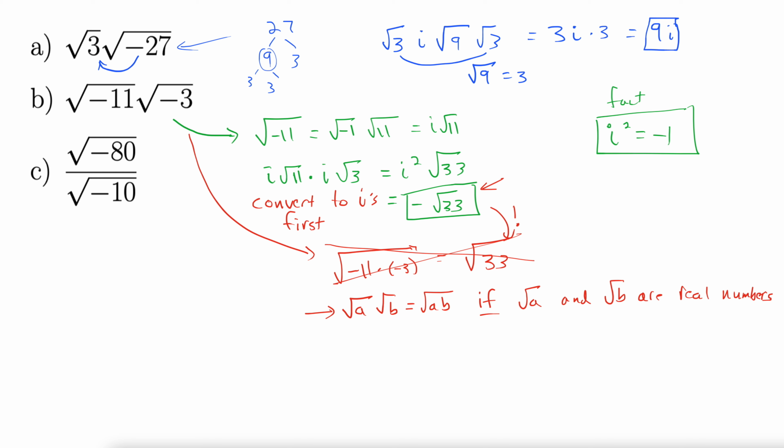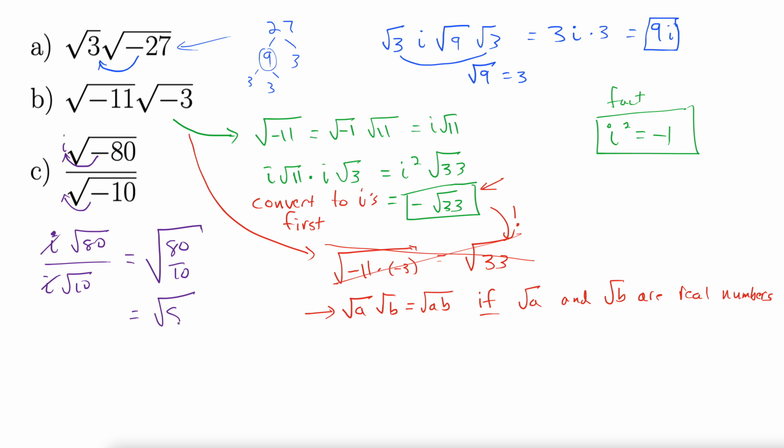Okay, let's take a look at C. Here we have rad negative 80 divided by rad negative 10. So let's first begin by taking this negative out as an i on both of these. This gives us i rad 80 over i rad 10, and those i's cancel out. Now we just have rad 80 over rad 10, which we can happily write inside of a single radical. The i's are gone, so it's fine to do this.